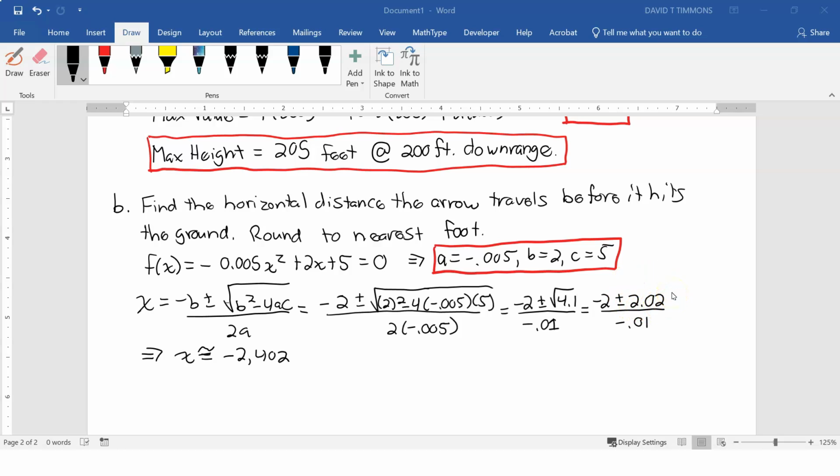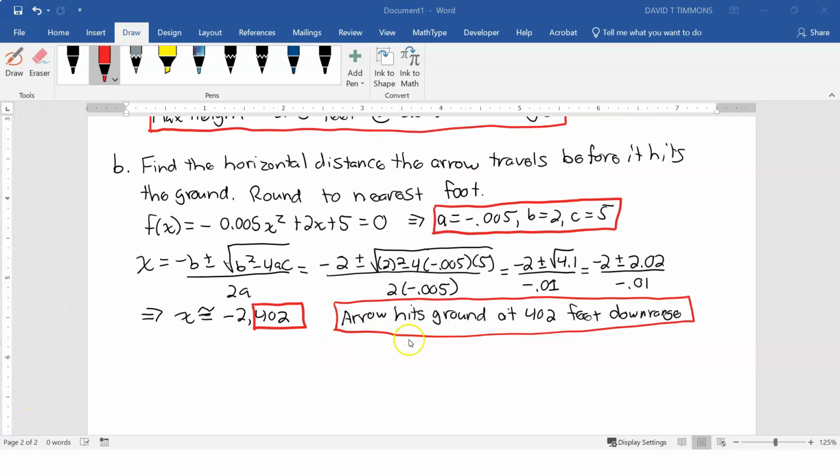So be careful with the quadratic formula in your calculator. Break it down one piece at a time. And then eventually, when you calculate your 2 roots, you'll get x is approximately minus 2 and 402. Now, of course, the 402 is the real answer that we're looking for here, not the negative. So the other root can be ignored. And so to answer part B of the problem, we know the arrow hits the ground at 402 feet downrange.